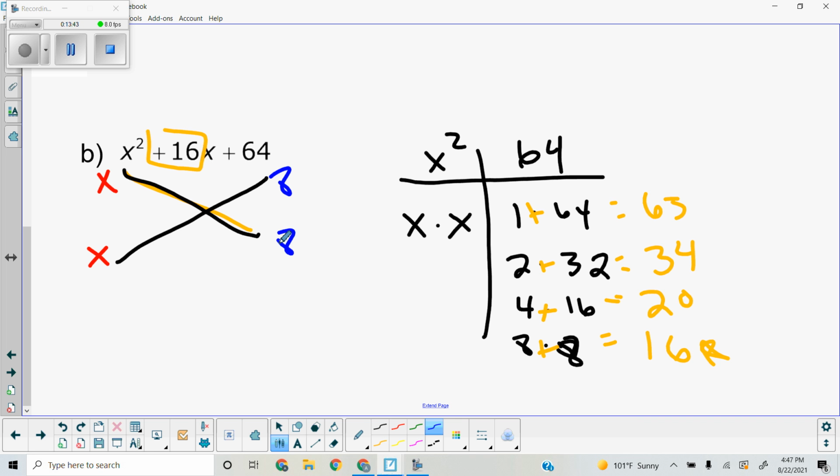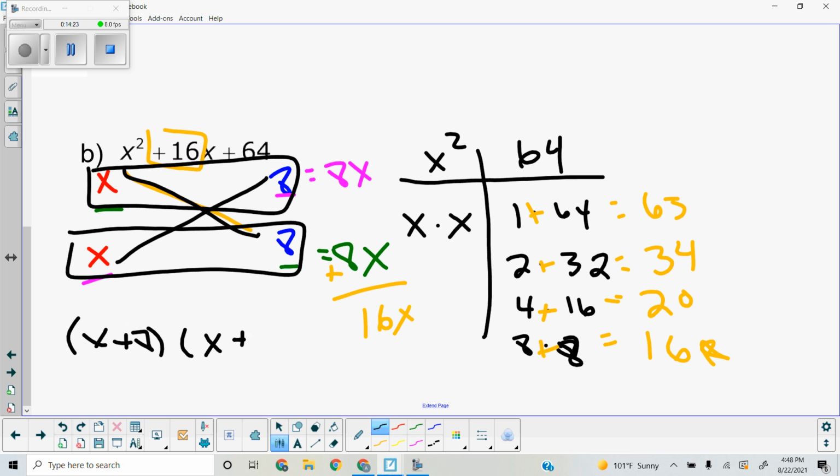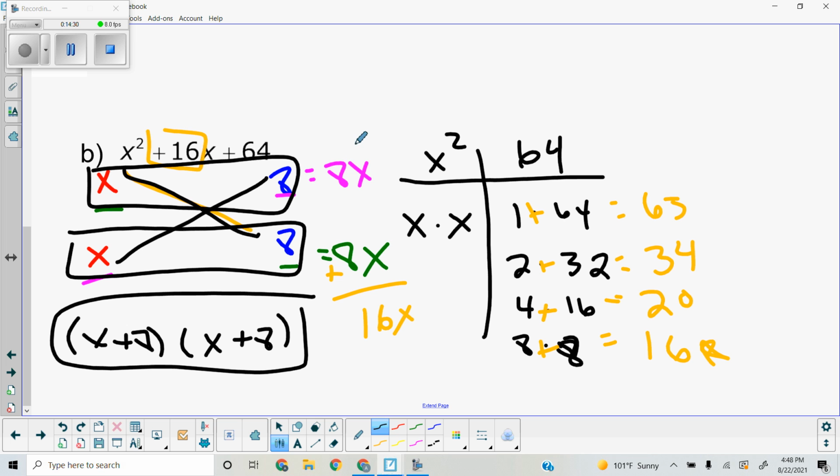So just to double check, if we take x times 8, that's going to give us 8x. And then if we add those, we get 16x, which is what we wanted. So now we can write our pairs. So we go from left to right when we write our pairs. x plus 8 times x plus 8. Those are our pairs. Remember, if you have any questions, make a note to ask in class.